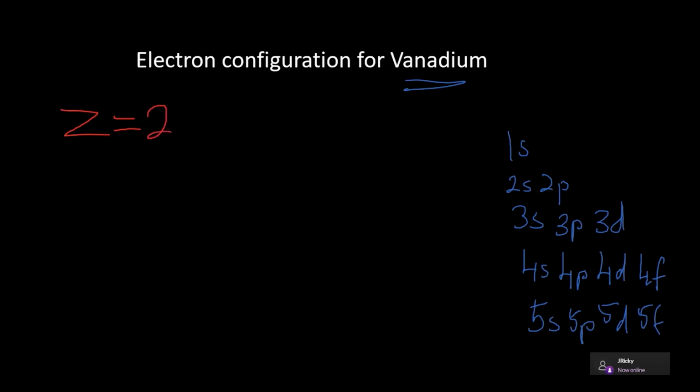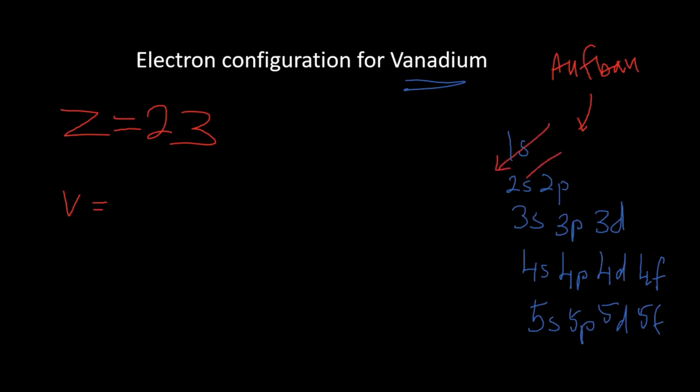We know that the number of protons is 23 for vanadium, and for the full electron configuration, we need to understand the Aufbau principle. So I'll just write Aufbau right there. This is the way I'm writing it. You read it diagonally like this. If you draw this in the exam, it will help you a lot, because you might mix some sub-levels up.